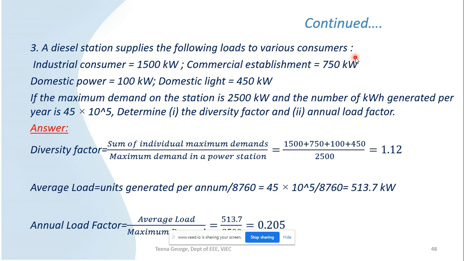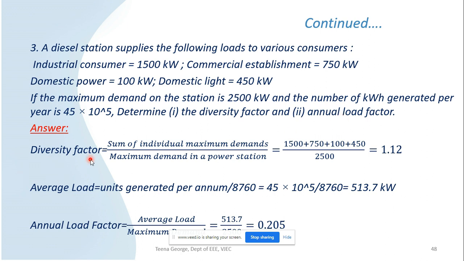Next question. A diesel station supplies the following loads to various consumers. Industrial consumer 1500 kilowatt, commercial establishment 750 kilowatt, domestic power 100 kilowatt, domestic light 450 kilowatt. If the maximum demand on the station is 2500 kilowatt and the number of kilowatt hour generated per year is 45 into 10 raised to 5, determine the diversity factor and annual load factor.